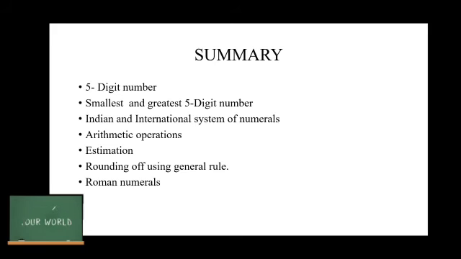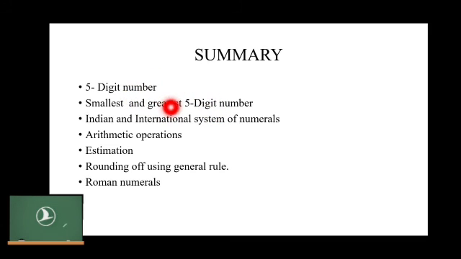Students, this is the summary of chapter 1, Knowing Our Numbers. First you have learnt about 5-digit numbers, the smallest and greatest 5-digit numbers, and how to represent the numbers in their place value according to the Indian system and the international system. And also we have represented them in words and inserted the commas according to their appropriate places.